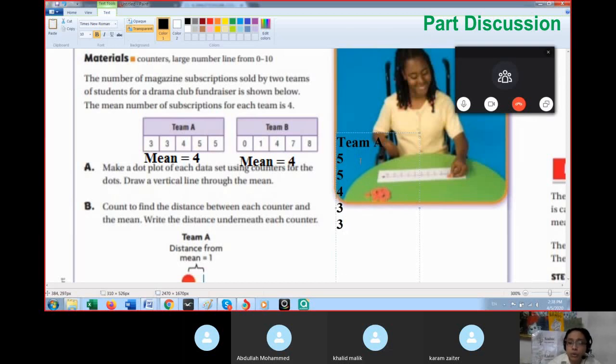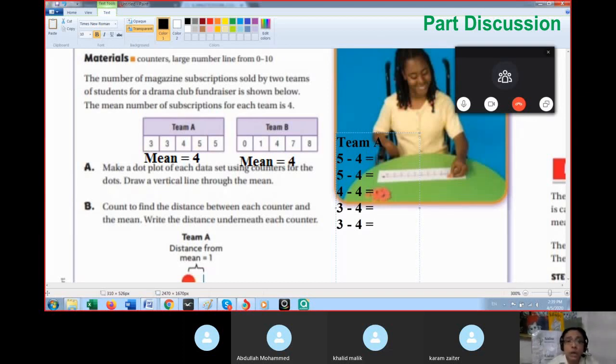Now, what are we going to do here? You have to subtract the mean of your numbers. What is your mean, Naya, in team A? The mean is 4. Please answer me so that I may know that you understood the lesson. All of the numbers will be subtracted by 4. That's how you will get the mean absolute deviation.